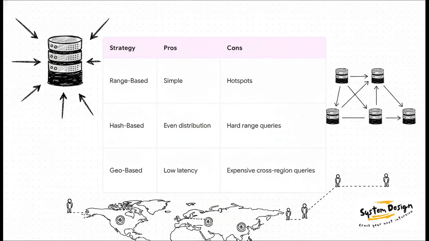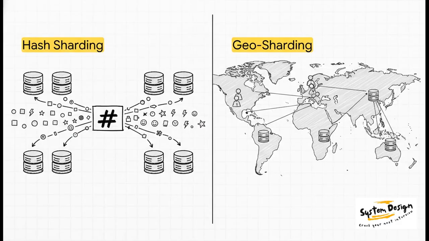So here's a good rule of thumb to remember. The crucial thing is picking the right tool for the job. If your number one goal is just handling crazy, unpredictable growth, then hash sharding is probably your best friend. But if you're all about making your app feel super snappy for users in, say, London and Tokyo, then geo-sharding is going to be your answer.